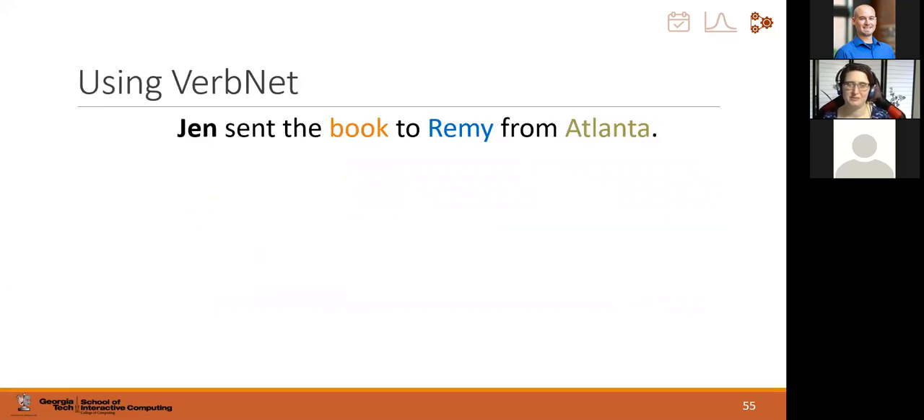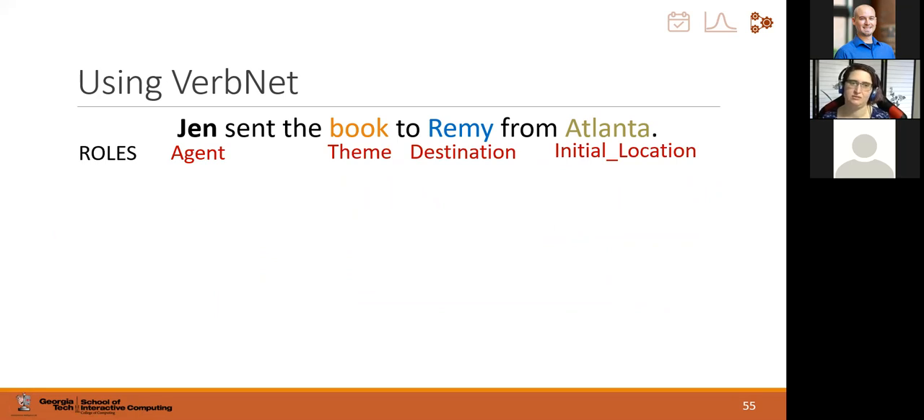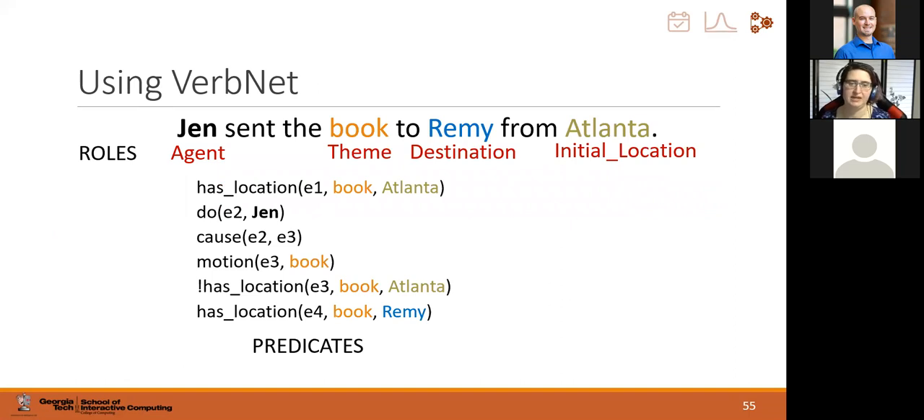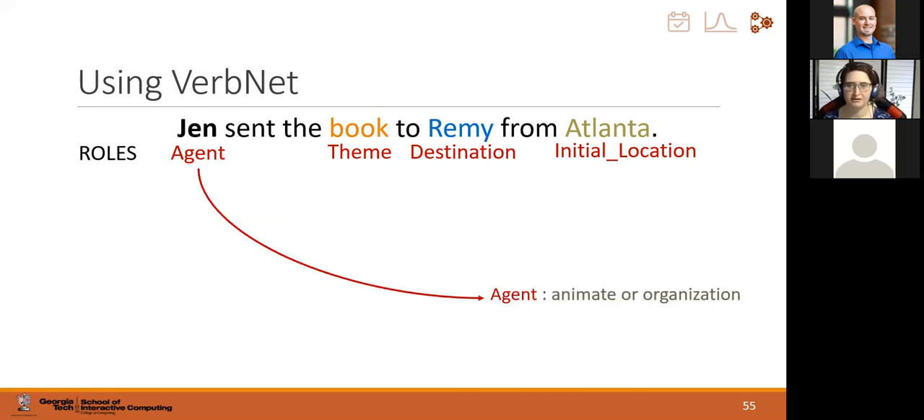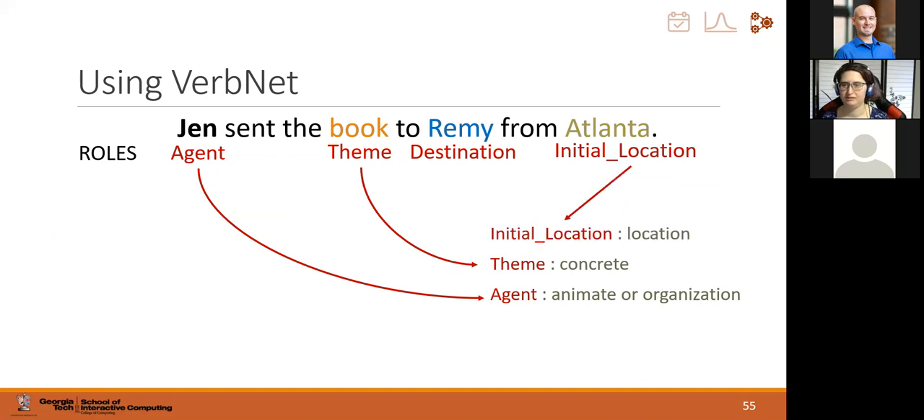The way that I did it was by using VerbNet. VerbNet has a bunch of different components. If I have a sentence, "Jen sent the book to Remy from Atlanta," I get the roles: Jen was the agent, the book was the theme, Remy was the destination, and the initial location was Atlanta. Then I get semantic predicates, like at the beginning, the book has location Atlanta, and then all this stuff happens, and at the end, the book does not have location Atlanta, and the book has location Remy. I also get information like the agent has to be animate or an organization, the theme has to be concrete, and the initial location has to be a location. These are called selection restrictions.